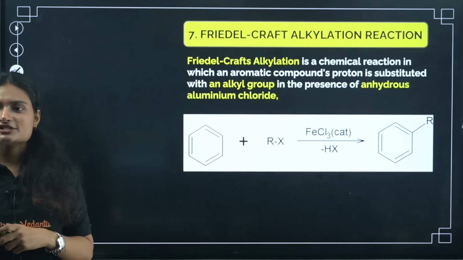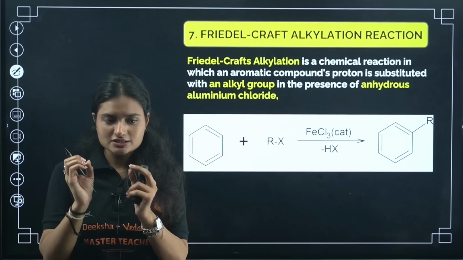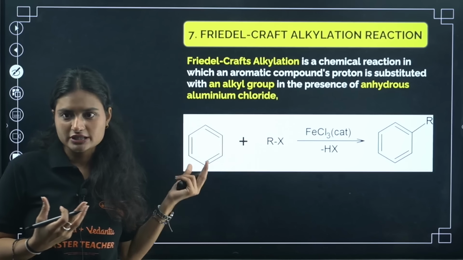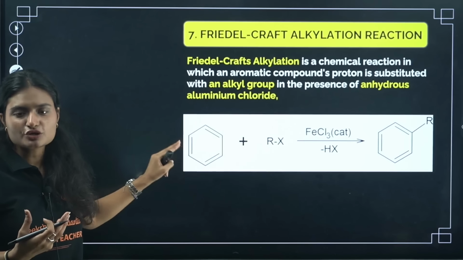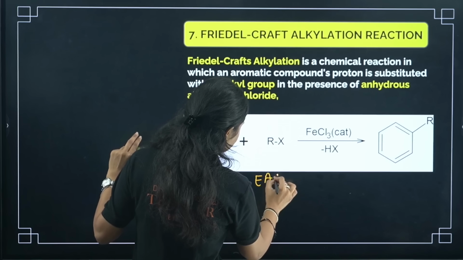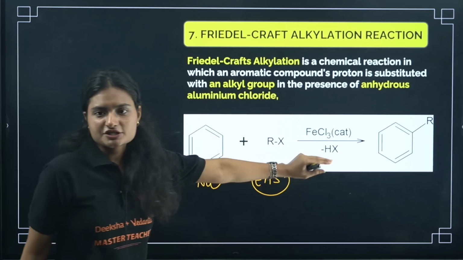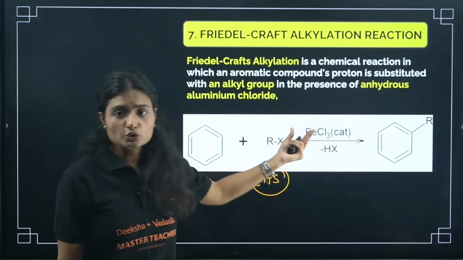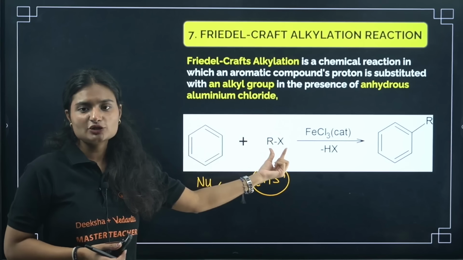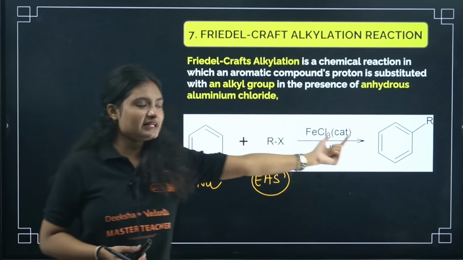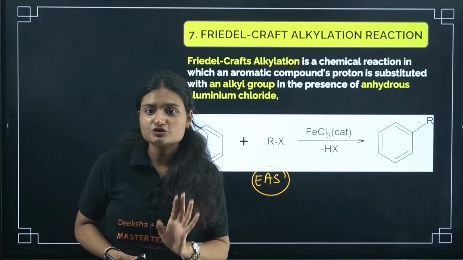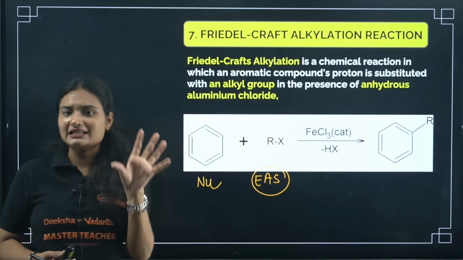Next reaction is Friedel-Crafts alkylation reaction. As simple as it is, it is an example of electrophilic substitution reaction. That means an electrophile is getting substituted on the ring. This ring is behaving as a nucleophile, and this is an electrophilic aromatic substitution reaction. This reaction happens in presence of a Lewis acid, FeCl3 or AlCl3. The alkyl group gets attached to the ring, and we get an alkyl benzene or alkyl substituted aromatic compound. That is your Friedel-Crafts alkylation.